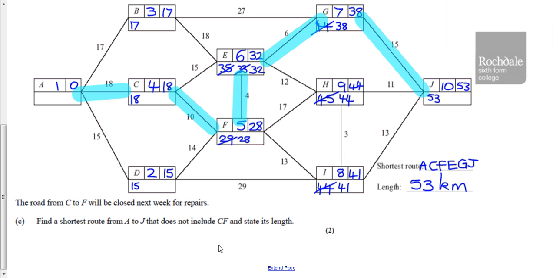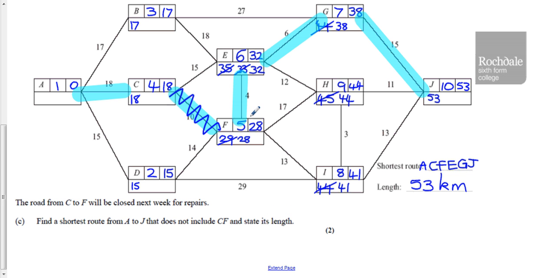Part C now, and we're told the road from C to F will be closed, so we can't travel along CF anymore. So let's cross that out. CF, we cannot travel along there anymore. Now clearly that was part of our shortest route earlier in the question. So the task now is find the shortest route from the start A to the end J that does not include CF and state its length.